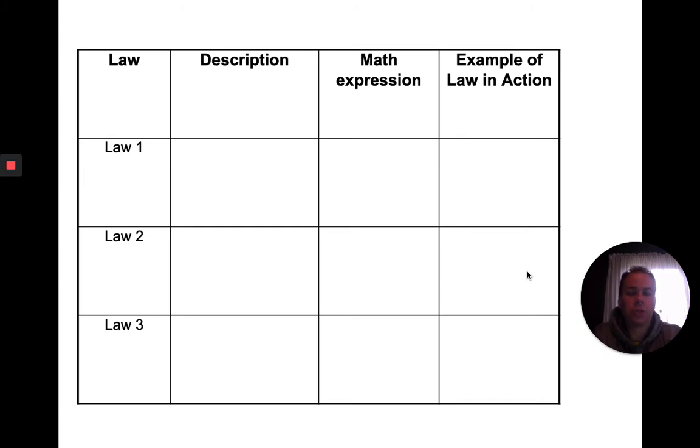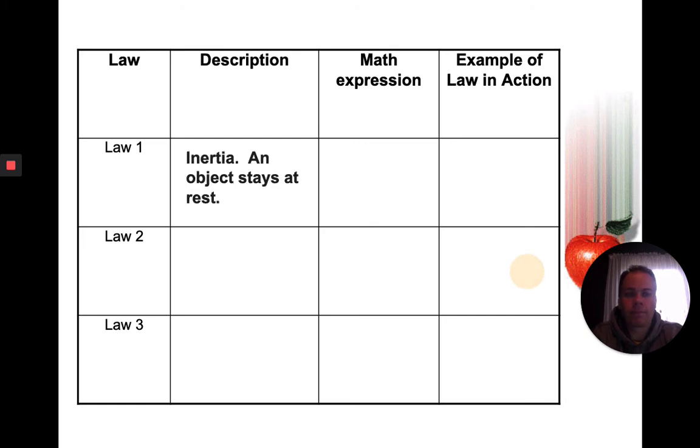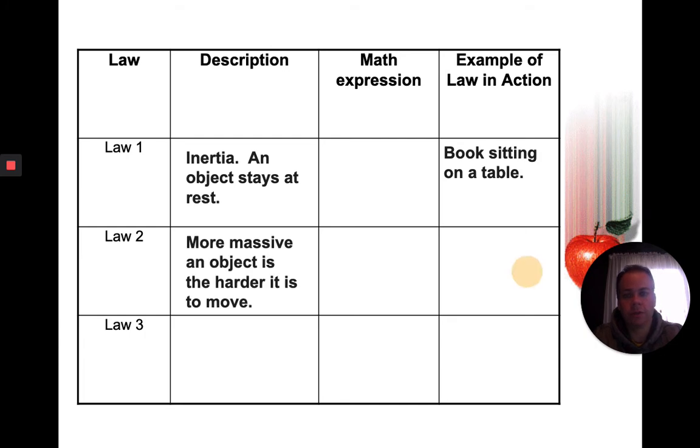So if we just sort of summarize Newton's laws. First law is the law of inertia. The objects will stay at rest or stay in motion unless they're acted upon by some outside force. Just looking at a book sitting on a table is an example of Newton's first law. Newton's second law says that the more mass an object has, the harder it is to move. The more force will have to be applied to it to cause it to move. It does have a mathematical expression. F equals ma. Force equals mass times acceleration.